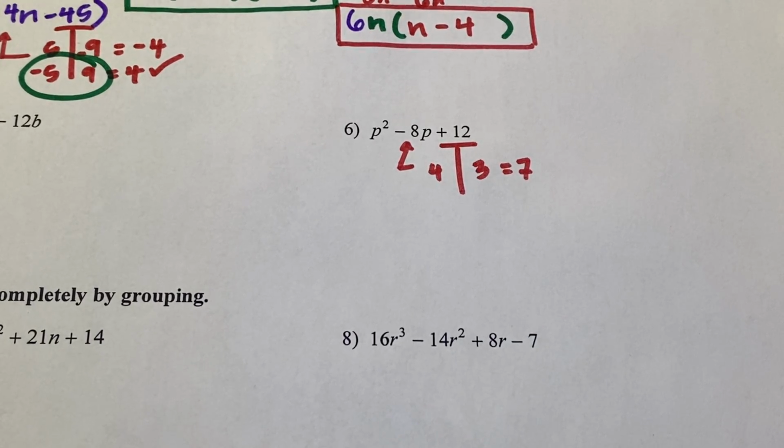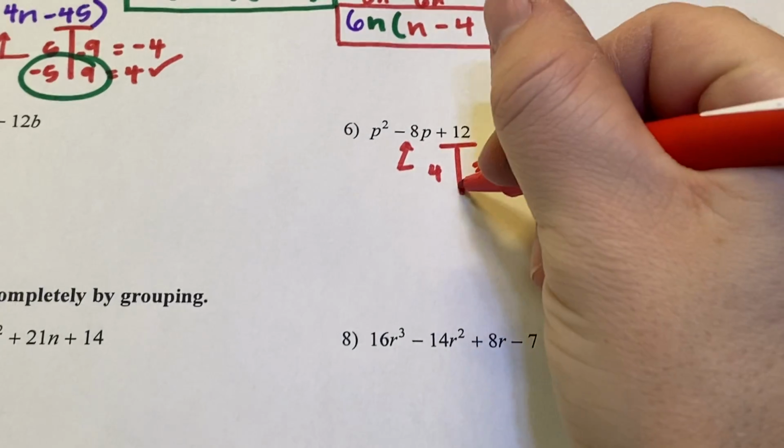Negative 4 times negative 4, something like that. Ooh, not quite. That would be -16. How else could I get 12, you guys? 1 and 12, 2 and 6, 3 and 4. We already tried 3 and 4. It's gotta be 2 and 6. Let's try it.